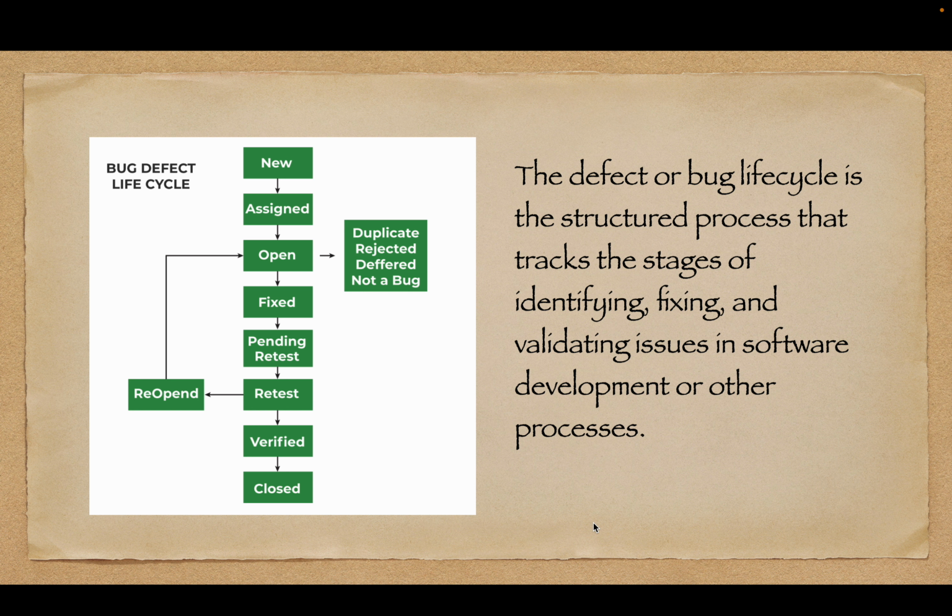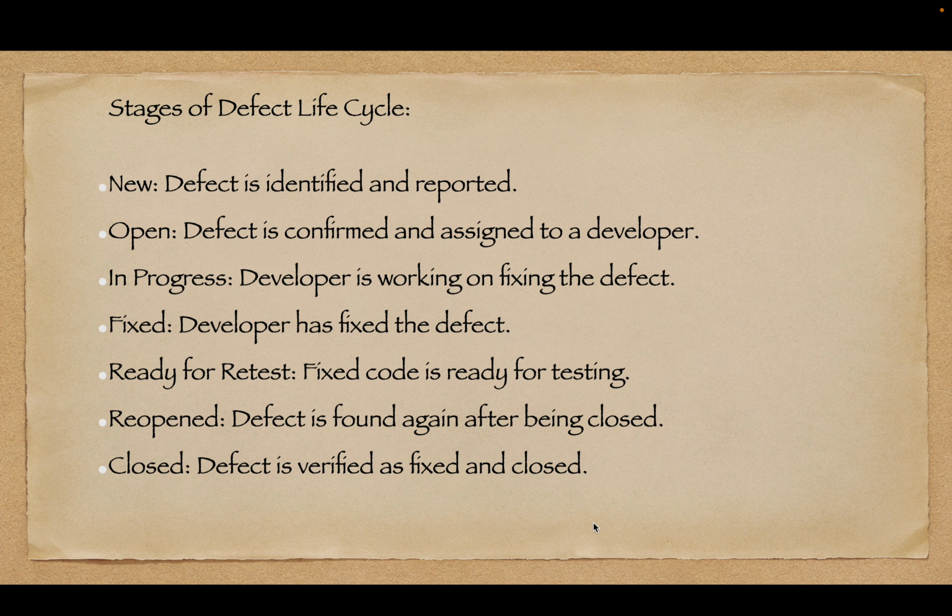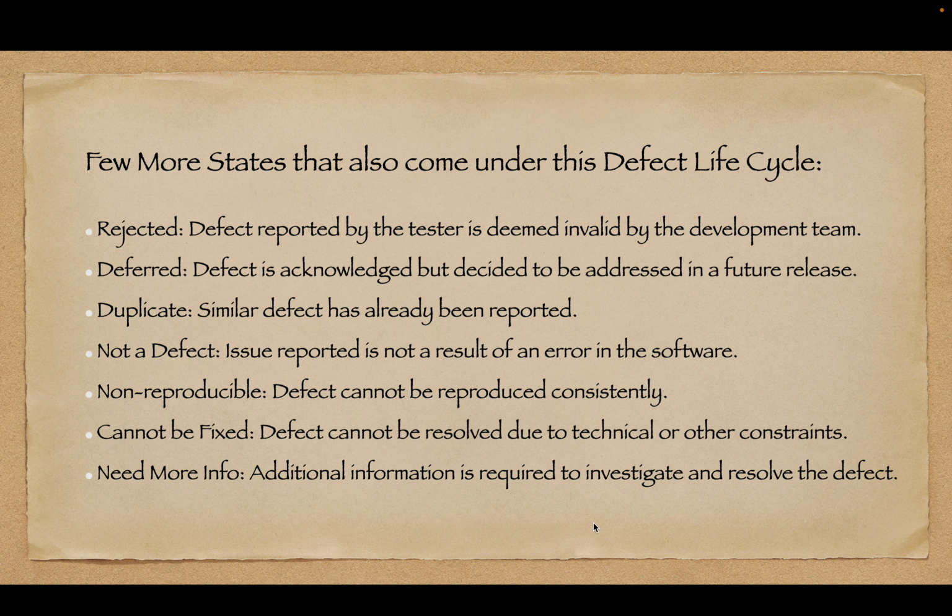Now we can see other statuses like duplicate, rejected, deferred, not a bug, and when they can happen. We'll see this here. As we have already seen, new, open, in progress, fixed, ready for retest, reopen, close. These stages we have already seen in the flow chart. There are a few more statuses: rejected, deferred, duplicate, not a defect, not reproducible, cannot be fixed, need more information. So we will see them one by one.